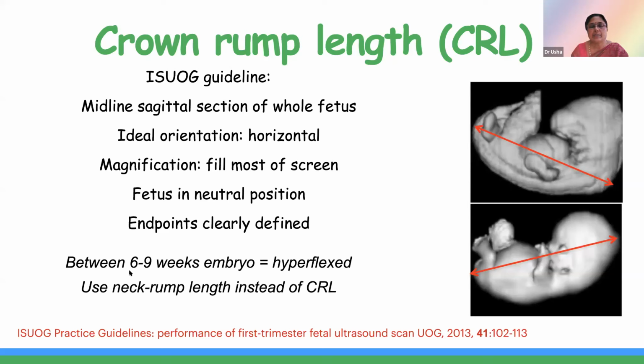But when we measure the fetus between 6 to 9 weeks, the fetus is hyperflexed, as we can see here. So actually, we are not measuring the crown rump length. We take the longest distance, so we will be measuring the length from the neck to the rump. This is called neck rump length. When it crosses 9 weeks, we will be measuring the crown rump length.